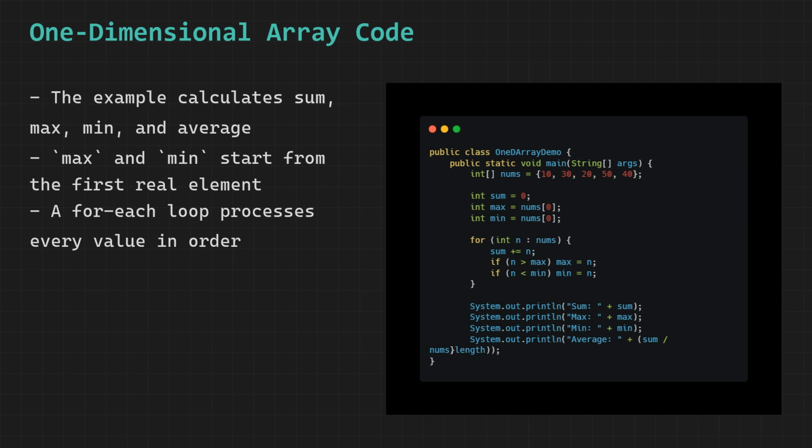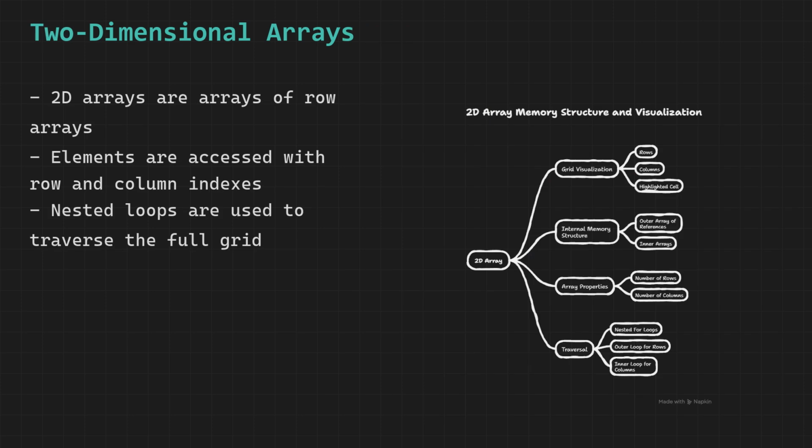After the loop, the first println prints sum, 150. The second prints max, 50. The third prints min, 10. The fourth performs integer division of sum divided by nums.length, which is 150 divided by 5, giving 30 exactly. It prints average, 30.